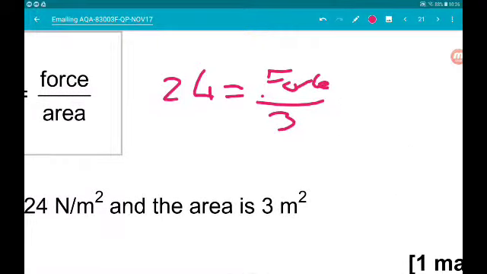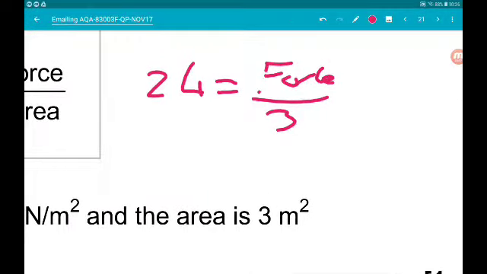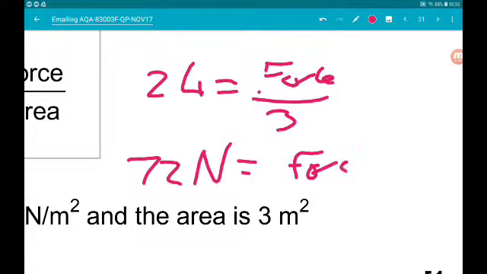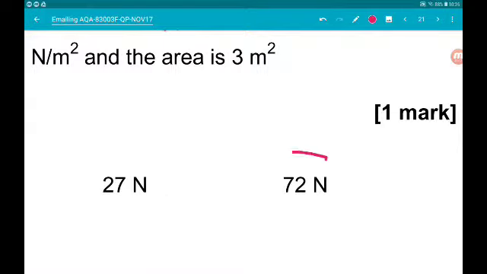So force over 3 means force divided by 3. To cancel out a division, we multiply. So times both sides by 3, we get the force is 72. Now the units for force are always newtons. So it's 72 newtons is equal to the force. So there it is. Cool.